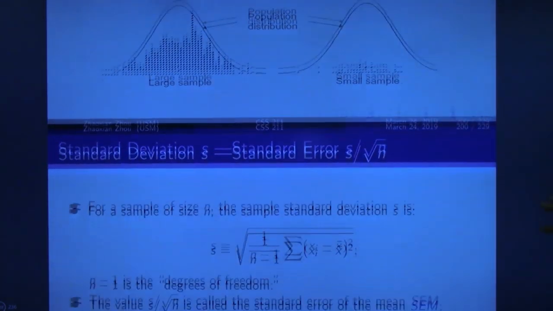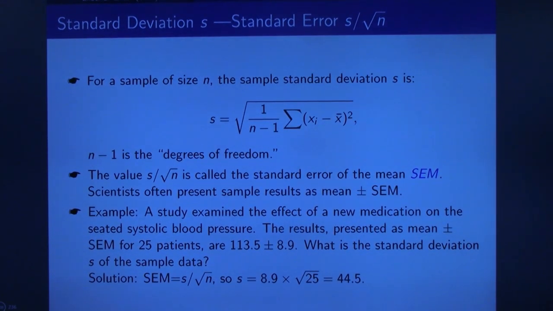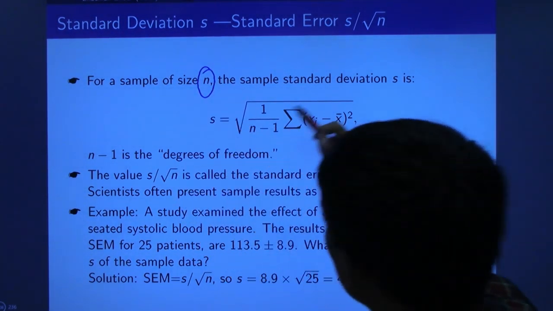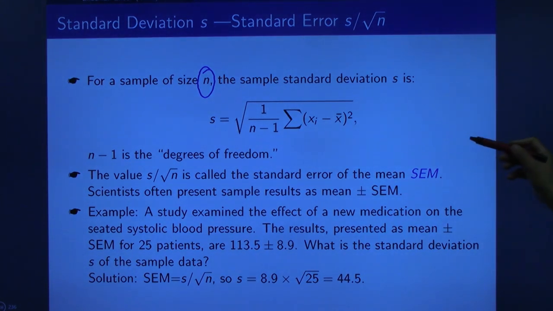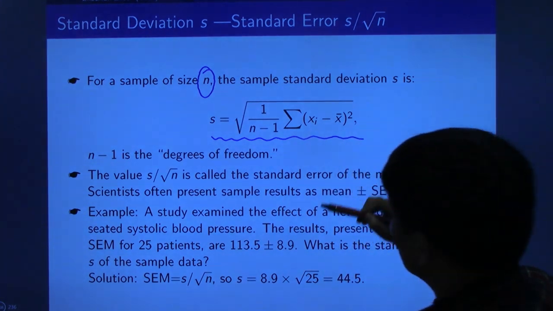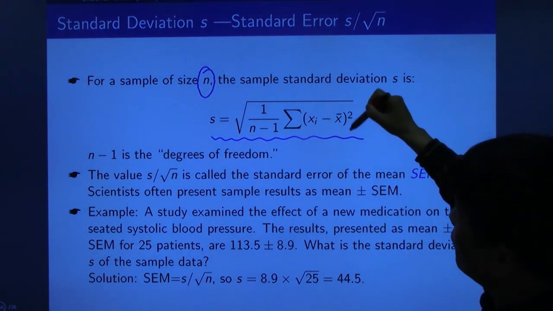Okay, now we have a way to deal with this. We said we are going to use the standard deviation of the sample to estimate the standard deviation of the population. Then, for a sample size of size n, the sample standard deviation S is calculated by this. We already know this from chapter 1. First I need to calculate the mean of the sample.